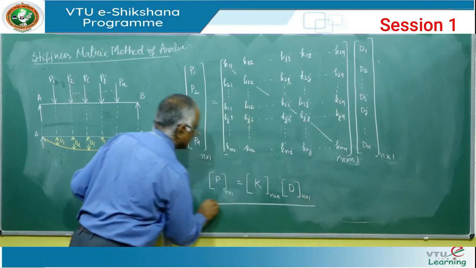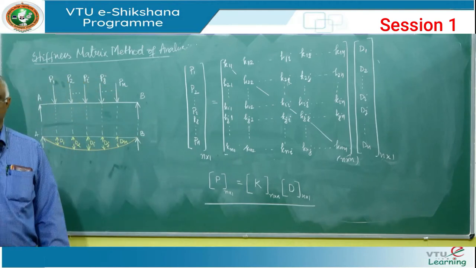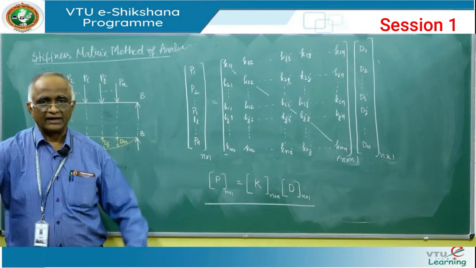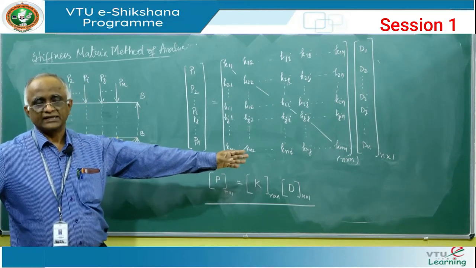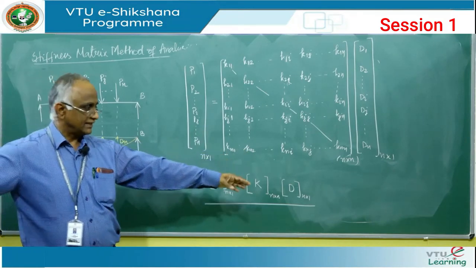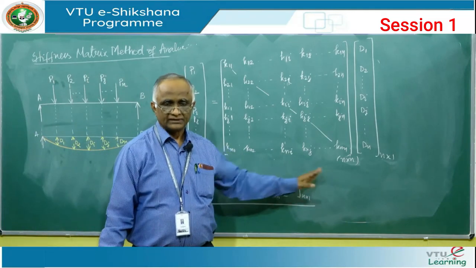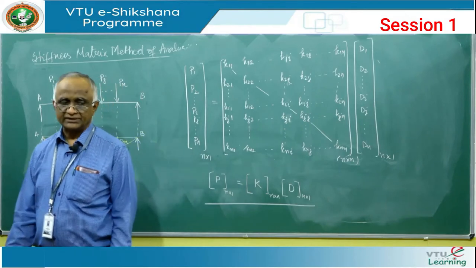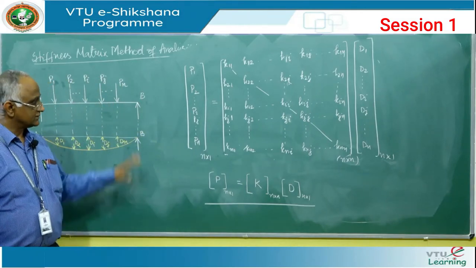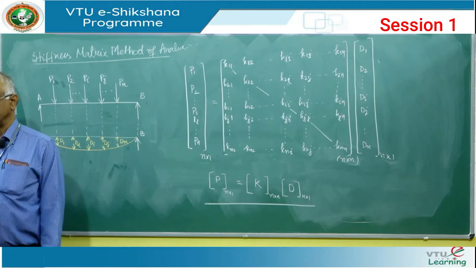It is of the size n cross n. This is what we use as the stiffness relation with differential deformations at various coordinates. If there is a known deformation, then this will come as D minus D1. So the applied deformation and the developed deformation, both of them you can put in and calculate the values. So this is the basis of your stiffness approach.